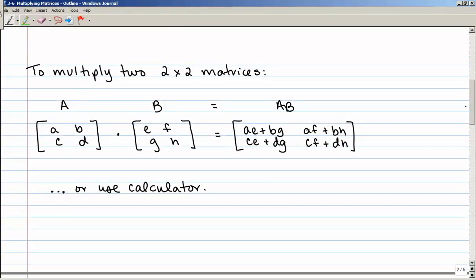So to multiply two 2x2 matrices, here's how we do it. If matrix A has these elements and matrix B has these elements, the first element of the product of A times B is to take little a times e and add it to b times g, and so on. As you can see, it's very complicated. You're kind of going across and going down and multiplying and adding at the same time, but it's really easy on the calculator, and I'll show you that in just a minute.